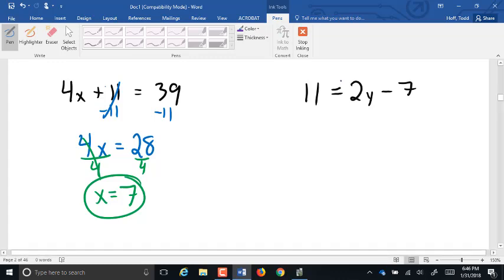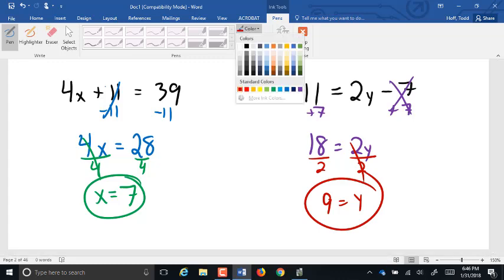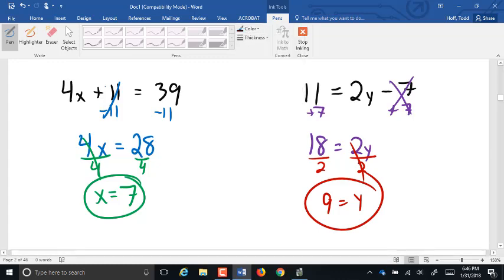The second one over here, what do we have to do first? Add 7. So the 7's gone. We've got 18 equals 2y. And then divide by 2. So 9 equals y. Y equals 9. How many of you had both of those correct? Close to it? Okay. Any major questions on those?